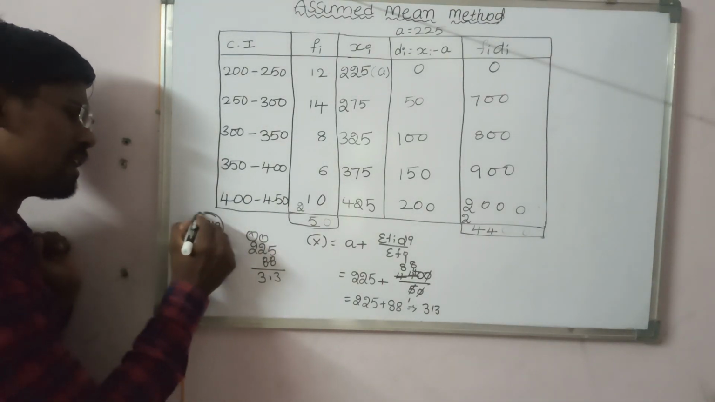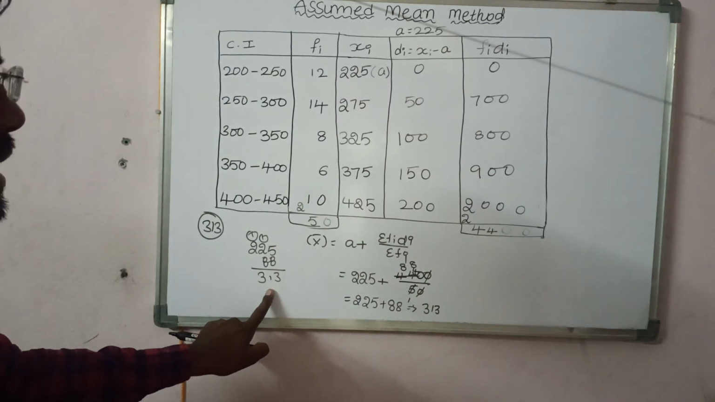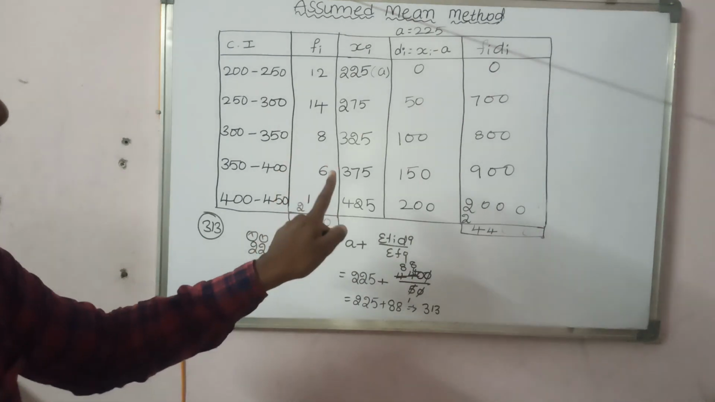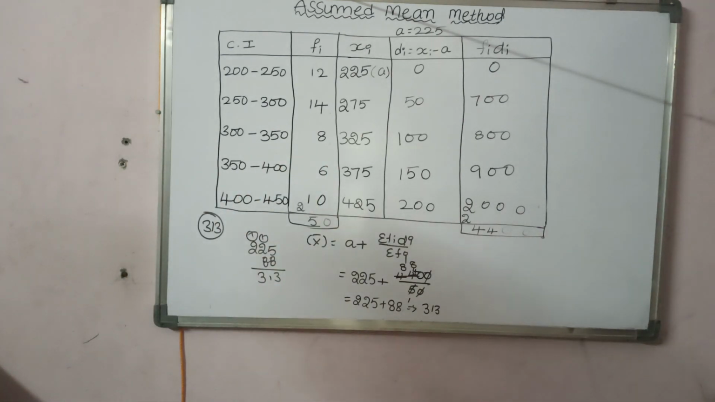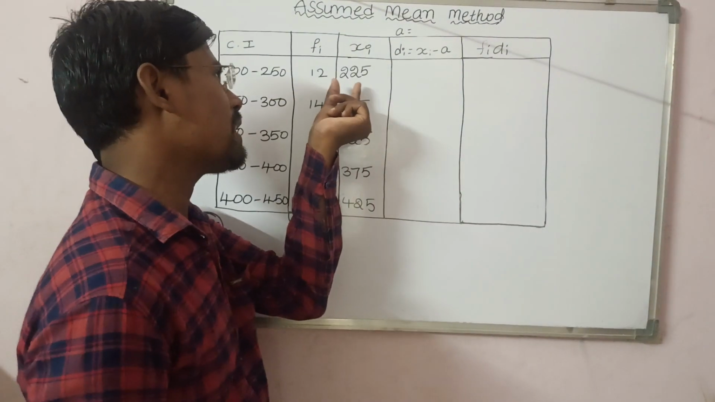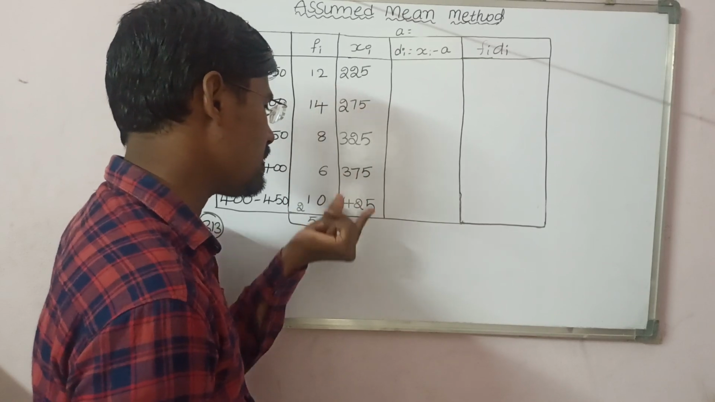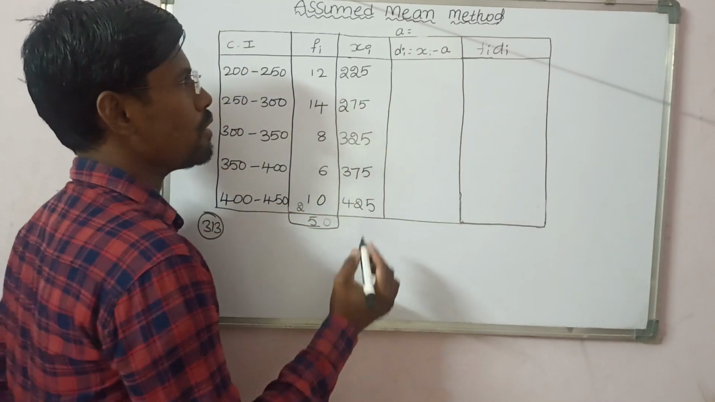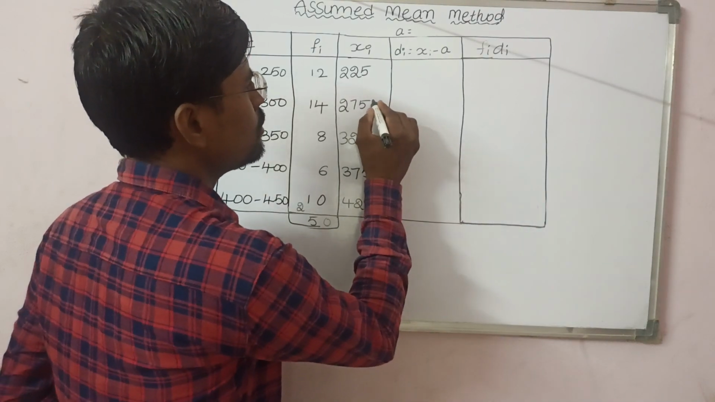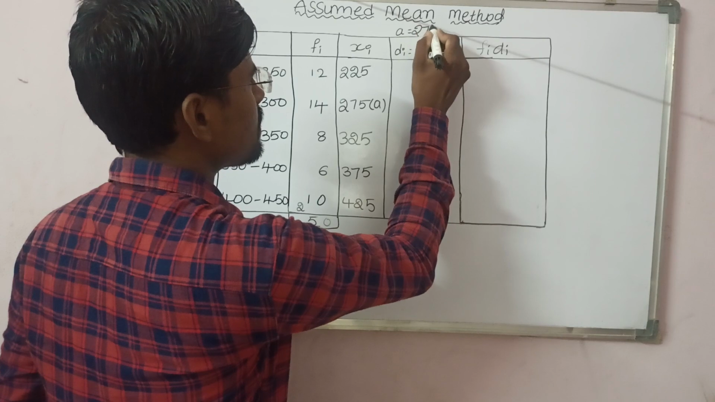Now I can change the A value. So can we get the mean as 313 or not? Let's see, same problem, I will change the A value and again I will do it. So up to now I assumed A value as 225. Now I am going to assume A value as any of these mid values. So I am going to assume A value as 275, the second one. Can we get the same answer or not?